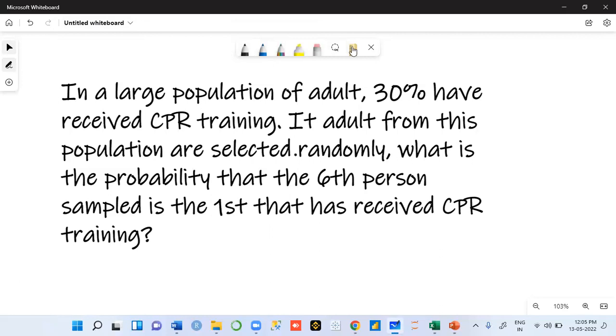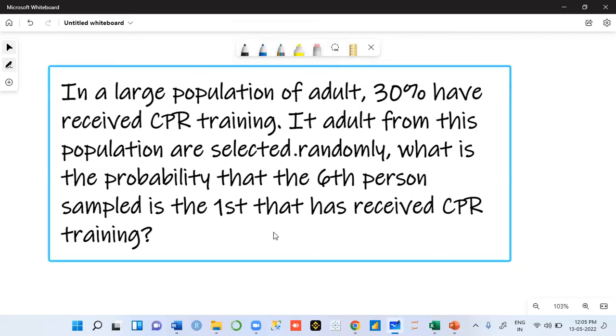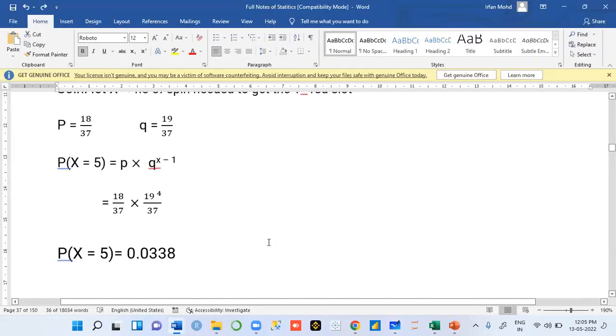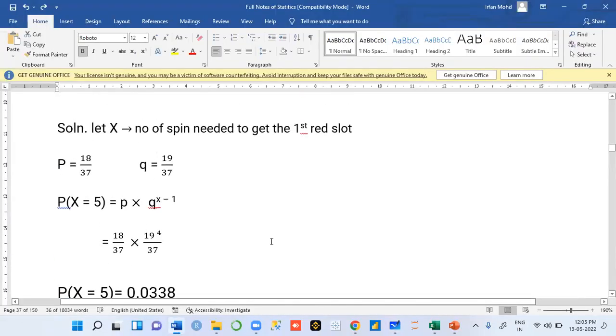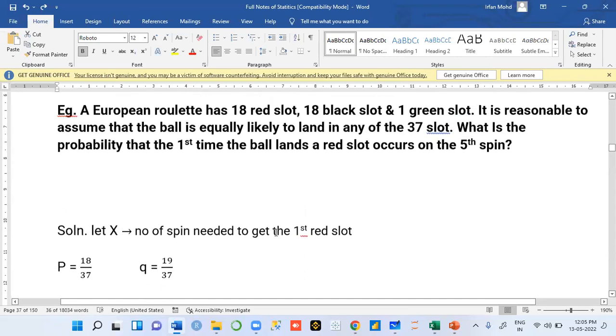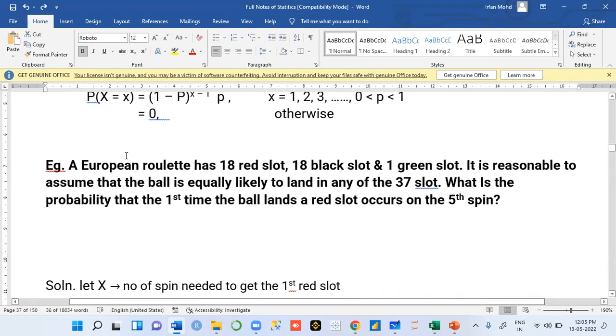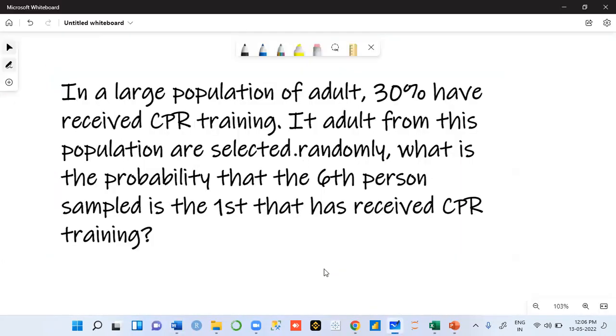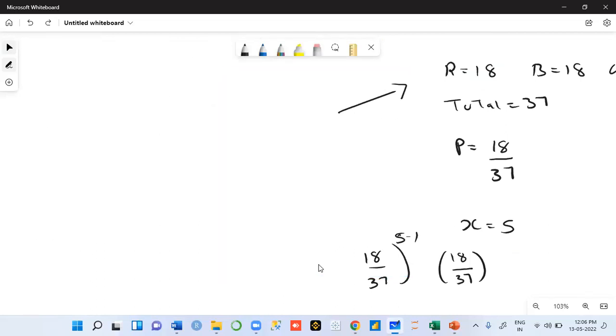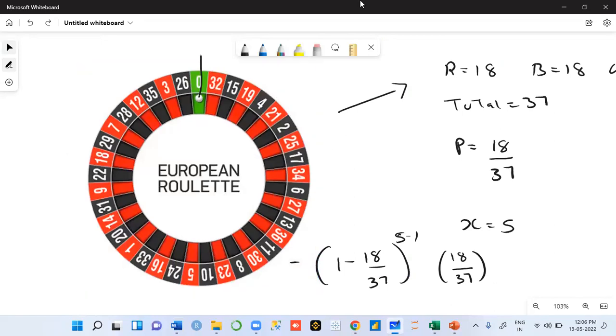Hello, Anisha. I'm audible. Yes, sir. You asked a question. You have a doubt for the first question? Yes, sir. This one. Okay, so I'll explain this first again, then you say whether it is clear or not. You have a European roulette, which has 18 red slots, 18 black slots, and 1 green. So in total we have 37 slots. This is the roulette which we have, the European one.